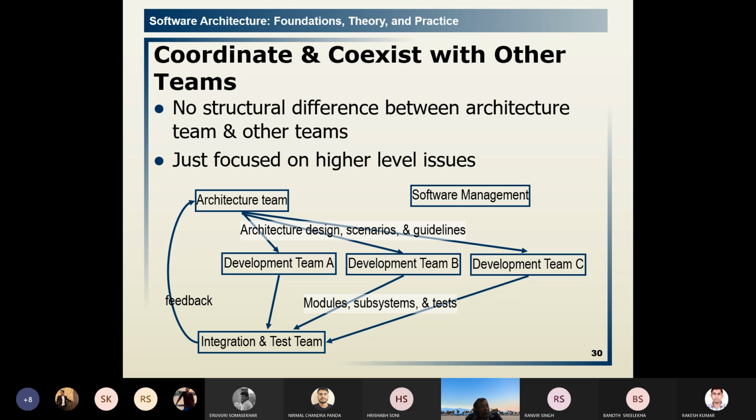Are you moving in the right direction or not? They coexist. There is no structural difference between the architectural team and other teams. Whatever the rules and policies are here, the same rules and policies apply in the development team. So they coexist. We are part of you. Any problem, call us. We are there to assist you. They coexist.